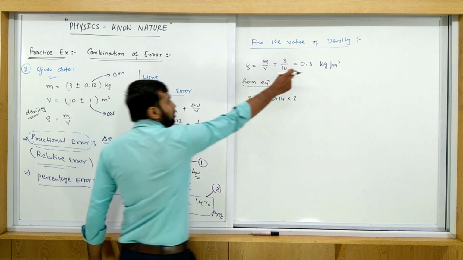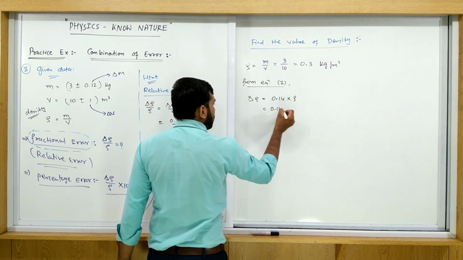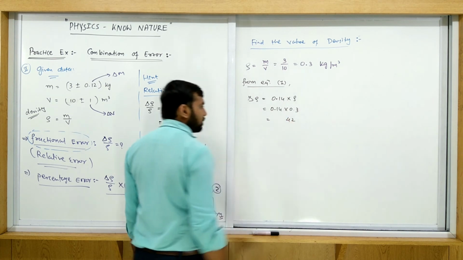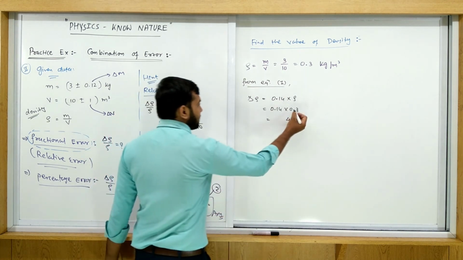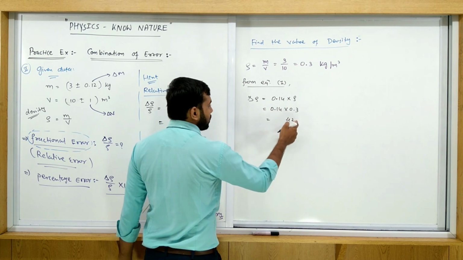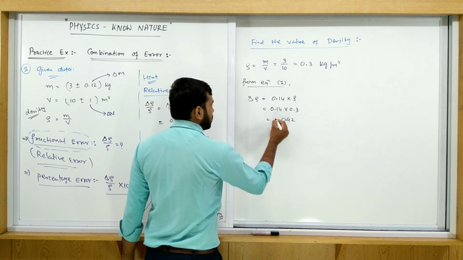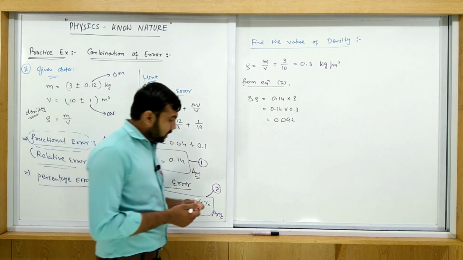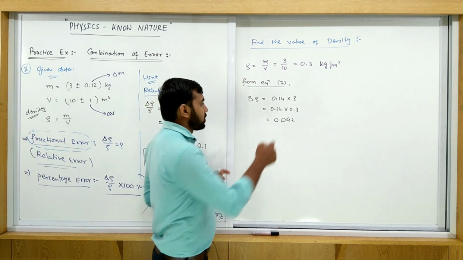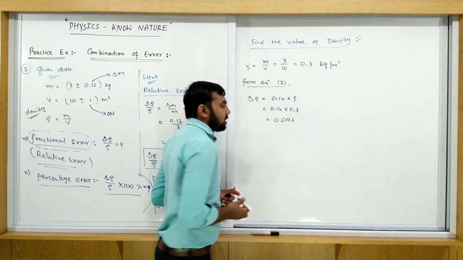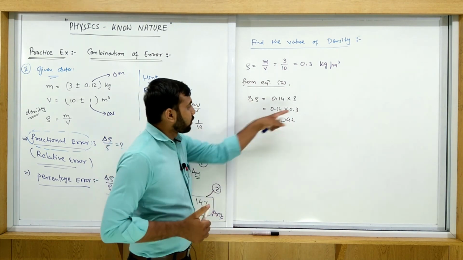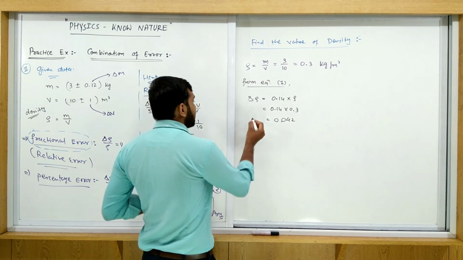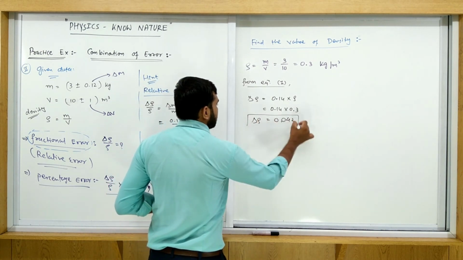What is rho? 0.3. So 0.14 into 0.3. So 14 3s are 42. Place a decimal after 3 digits, so the answer is 0.042. Put the decimal after 3 digits, because there are a total of 3 digits after the decimal point in 0.14 into 0.3. So 0.042, that is delta rho.